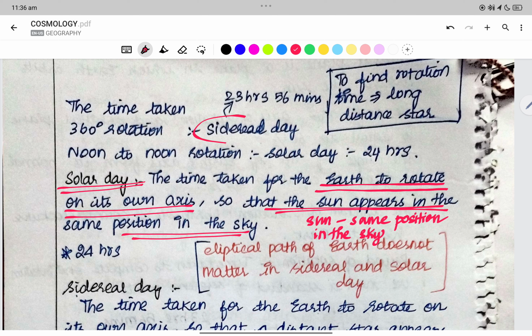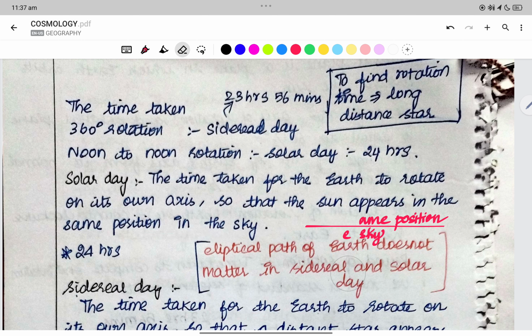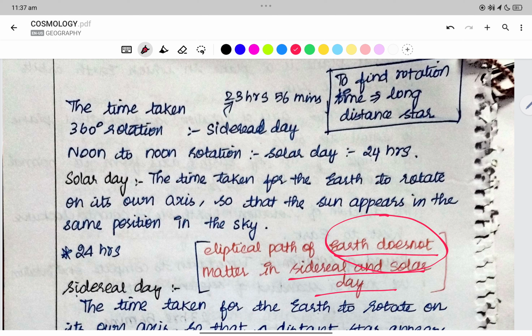So the sidereal day is the time taken for a 360-degree rotation, whereas the solar day is from noon to noon, because the sun must appear in the same position in the sky. The solar day is the time taken for the earth to rotate on its own axis so that the sun appears in the same position in the sky. Now, it is 24 hours. The elliptical path of the earth does not matter in the sidereal day or the solar day. The path does not matter, but the revolution matters, right?